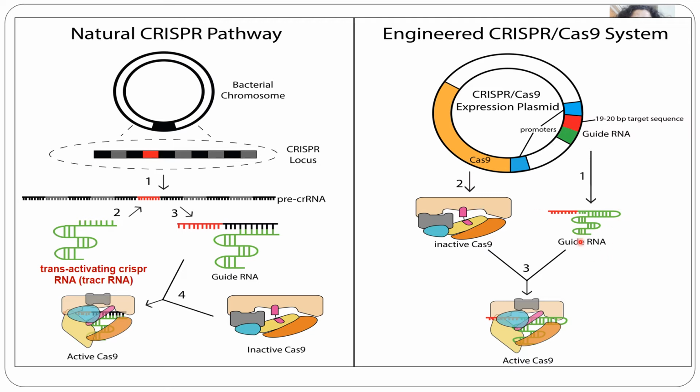Now this guide RNA will activate the Cas9 system, and this Cas9 system will carry out the editing job. So here it is protecting the bacteria, whereas here in the engineered system it is carrying out editing. So this is the difference between the natural CRISPR pathway and the engineered CRISPR-Cas9 system.